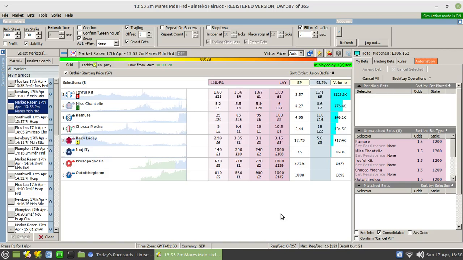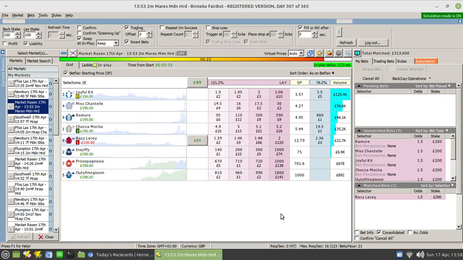So it looks like the favourite is going to get matched pretty soon. Oh, tell a lie, it was another one that got matched. So we need the favourite to come down and get matched. And it doesn't look like he's going to.